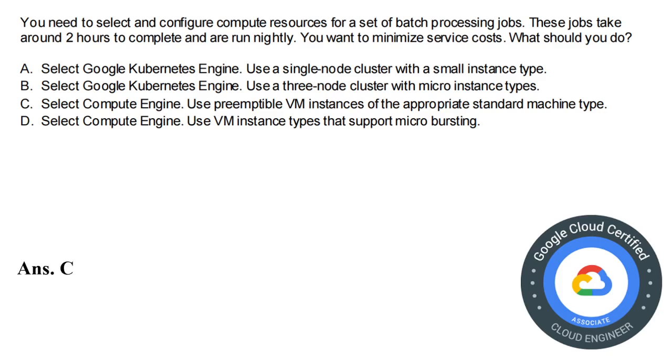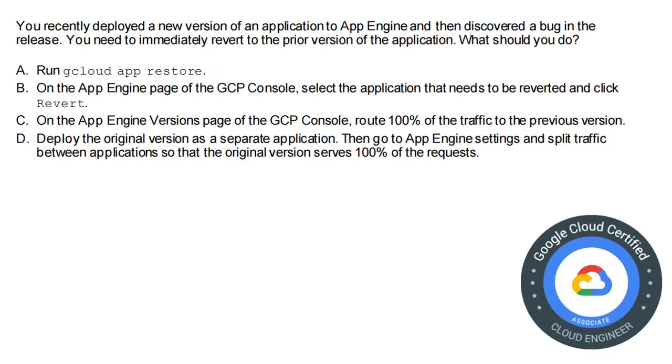The answer for this will be select Compute Engine. Use preemptible virtual machine instances of the appropriate standard machine type. That is option C. Since the machines are running nightly, therefore we are using preemptible virtual machines, which will save your cost. Okay, so moving on to the next question.